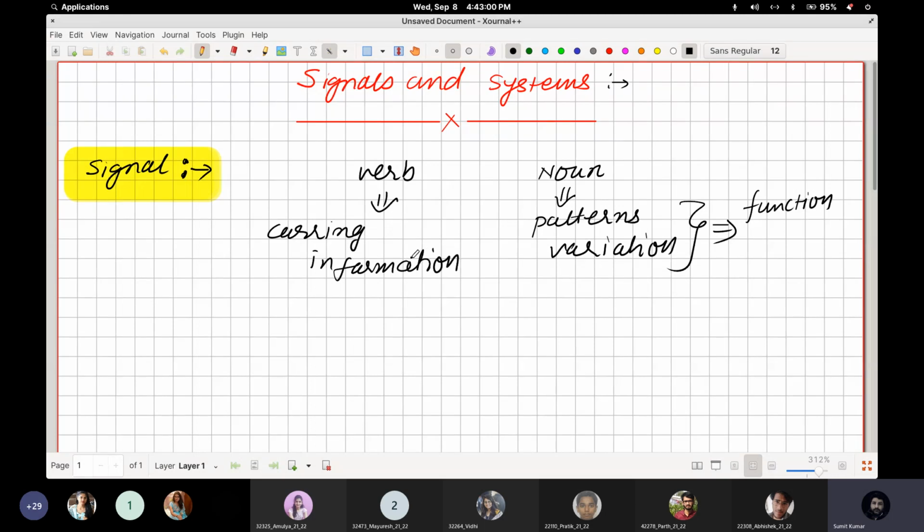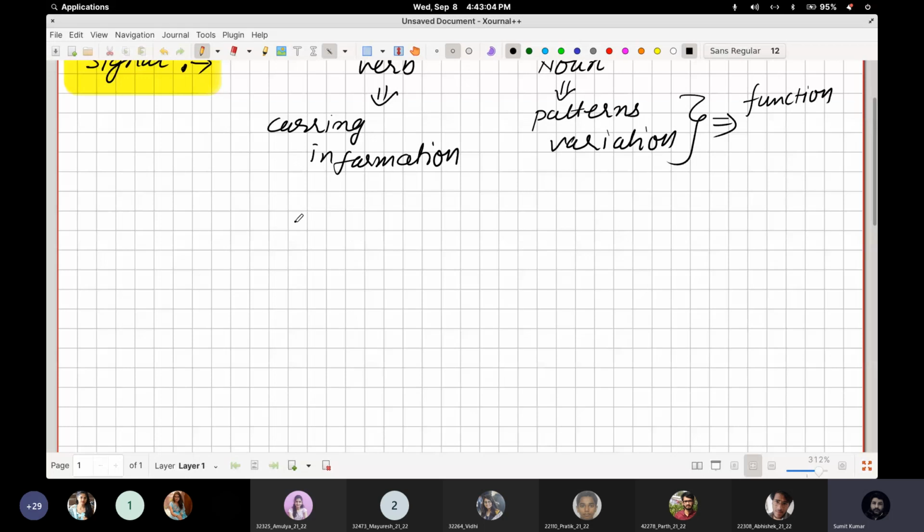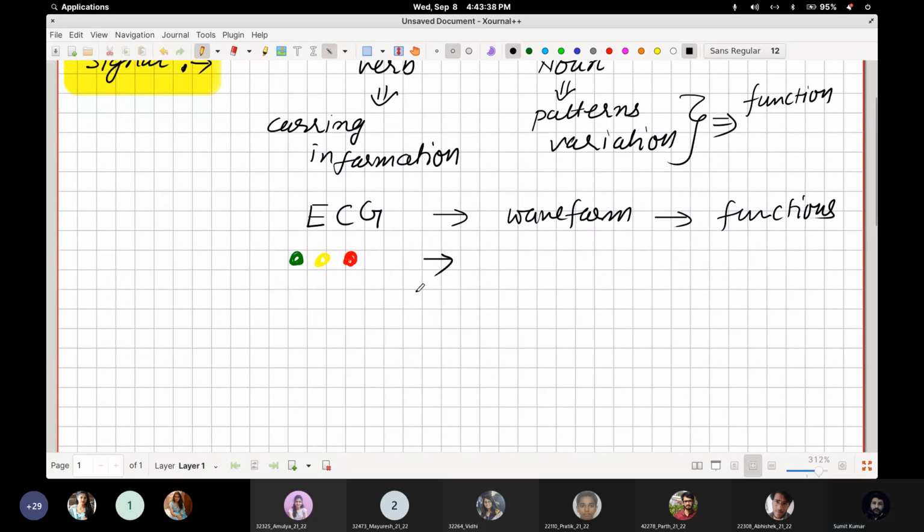You can see all the examples. Let me give you some examples of a signal. Let's say you have a physiological signal like the electrocardiograph, ECG. You see that it is a waveform, isn't it? And waveforms are represented by functions only. Is that clear? For example, a traffic signal: green, then yellow, and then red. This is a pattern, and you can easily represent it by a discrete function, or if you want, you can represent it by a waveform as well. These are two examples where both can be represented as a function.